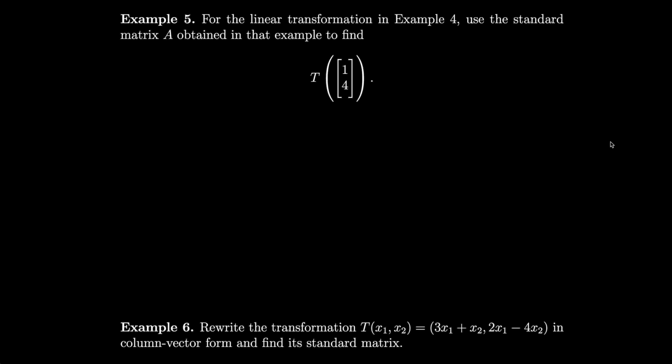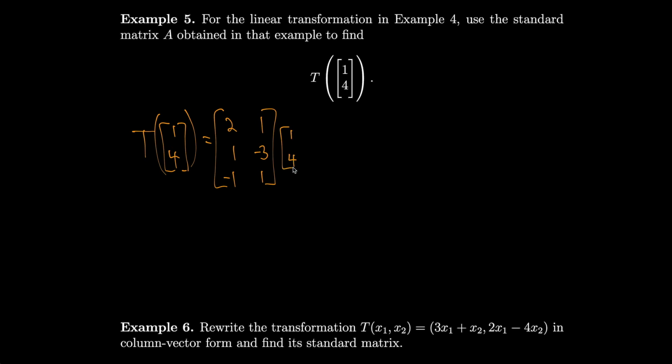For the linear transformation in example 4, use the standard matrix A obtained in that example to find T of 1, 4. So let's do T of 1, 4. That should be equal to my matrix A, with columns 2, 1, minus 1 and 1, minus 3, 1, applied to the vector 1, 4. And I'll get 6, minus 11, 3, once I do the multiplication.